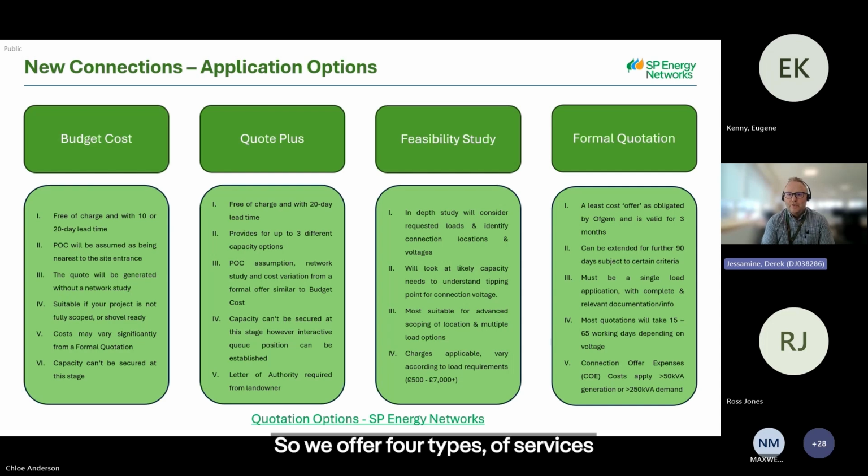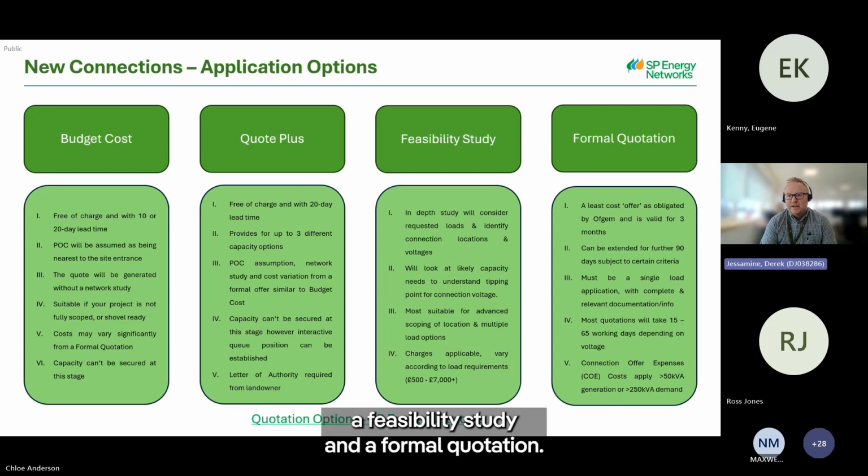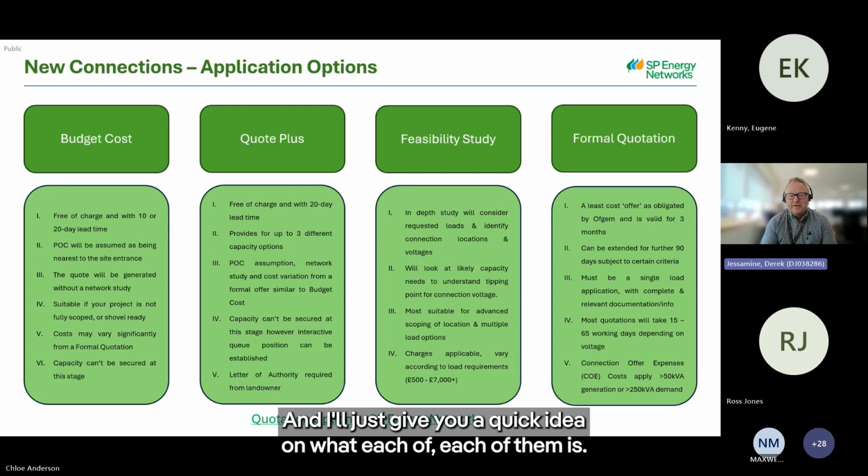So we offer 4 types of services within the connections design area. So we offer a budget cost, a quote plus, a feasibility study, and a formal quotation. And I'll just give you a quick idea on what each of them is.